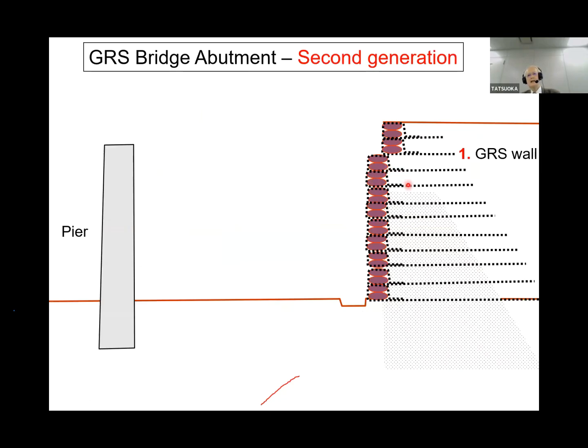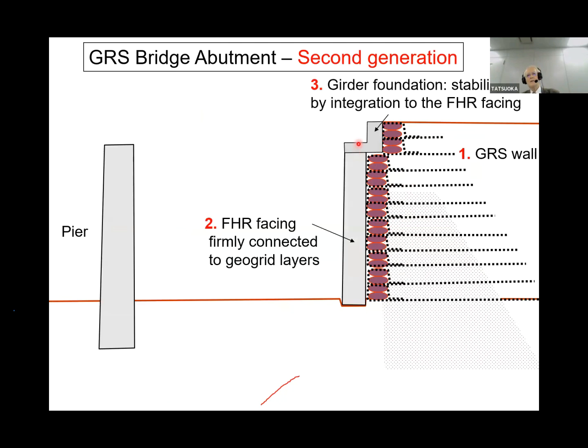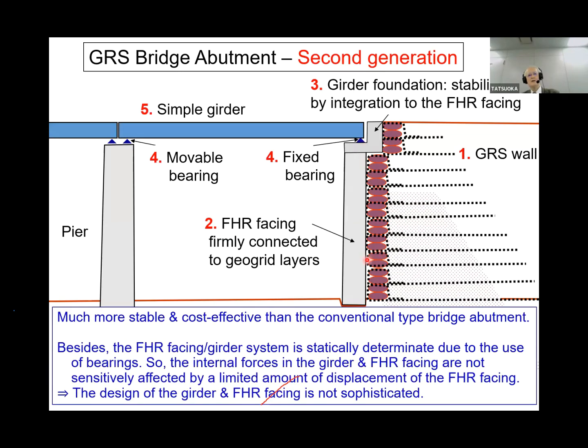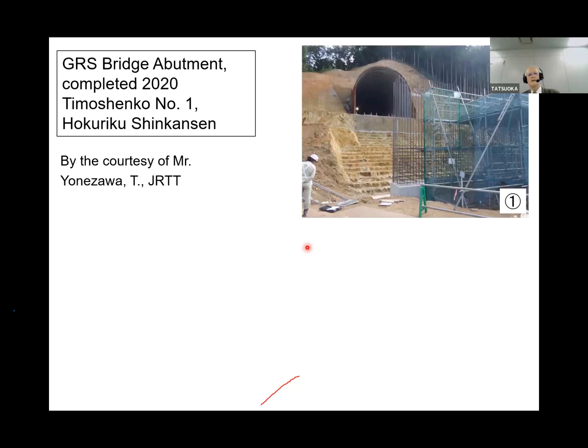Here is a GRS retaining wall. The girder foundation is stabilized by integrating to the full height rigid facing, then bearing and girder. So now we solved two problems. This is much more cost effective. So this is a typical case.